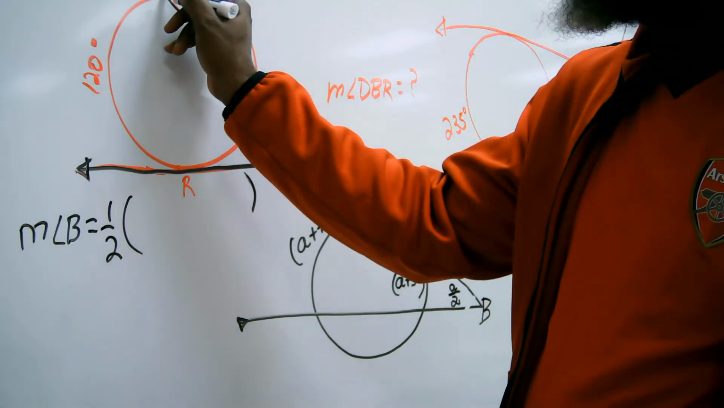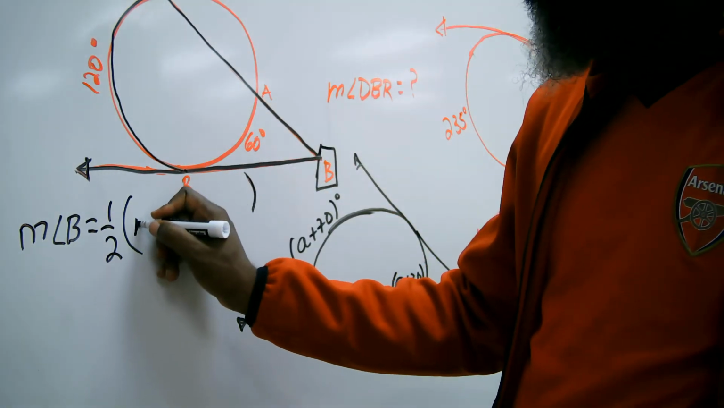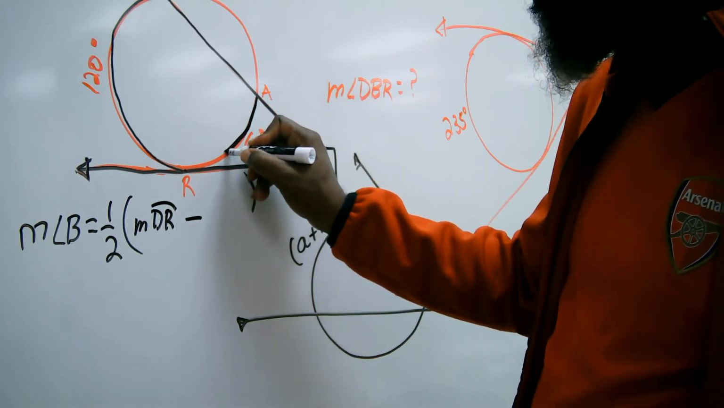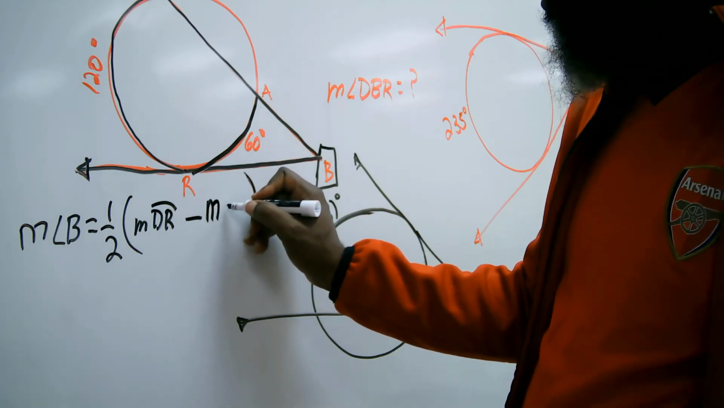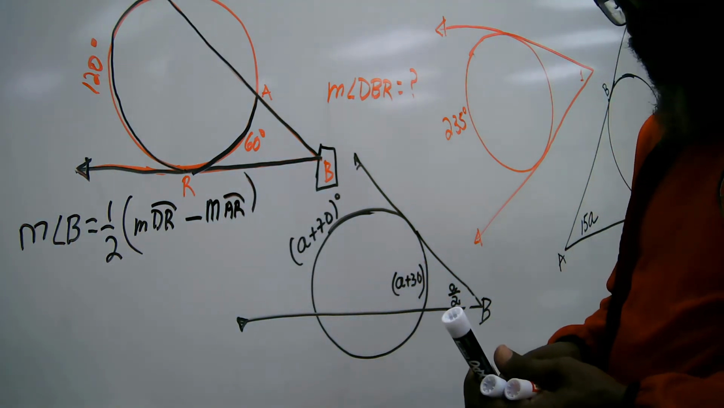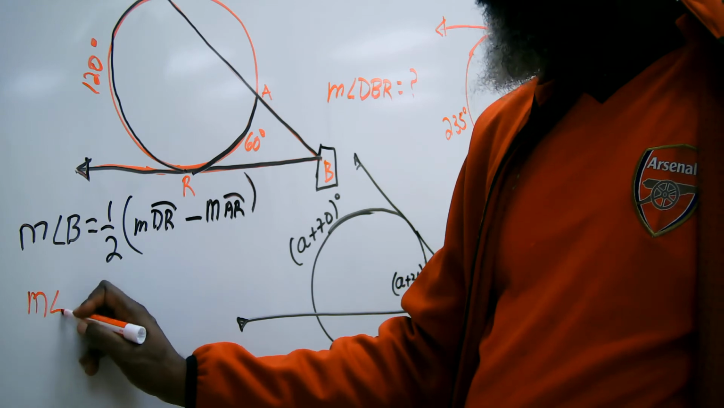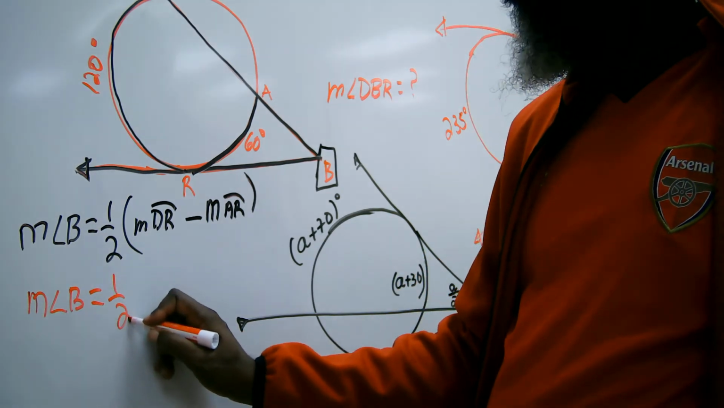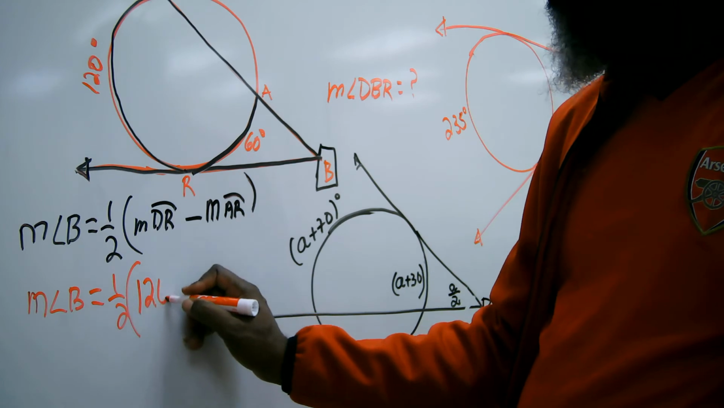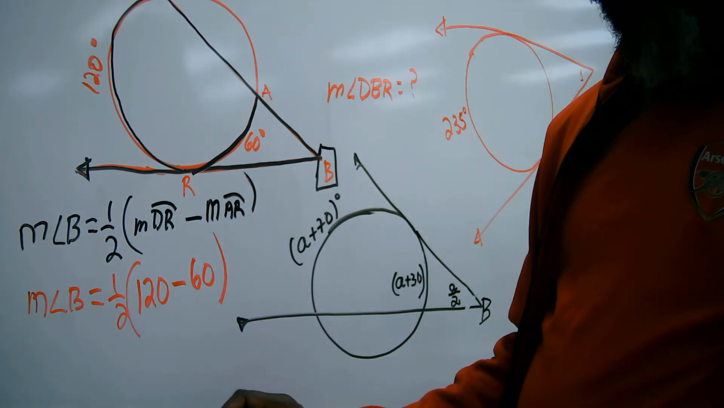One of the intercepted arcs formed by this angle is arc DR. So I will take measure of DR, then subtract this arc, which is arc AR. That will give me what I'm looking for. That's what the theorem says. Now, I have set my equation. The only thing I have to do is fill in the blanks. Measure of angle B is equal to 1/2. I substitute what DR is. In this case, DR is 120. I will have 120, and I'm going to subtract 60 from that. This will tell me exactly the value of measure of angle B.